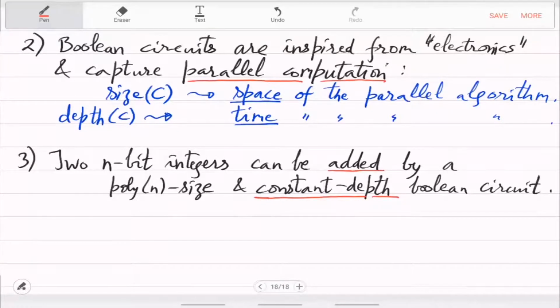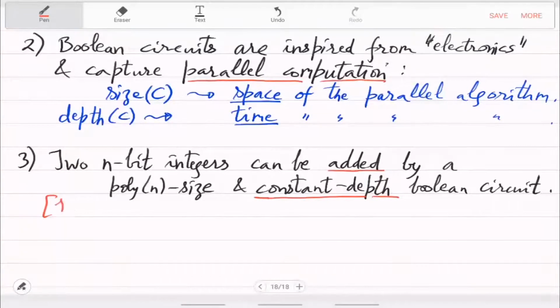So addition is possible in constant depth, which is constant time in terms of parallel processing. Two numbers can be added in constant time, but the price is that you will need many processors, many gates, poly gates. Again, I can ask you as an exercise to prove this, to design this circuit. And what about multiplication?